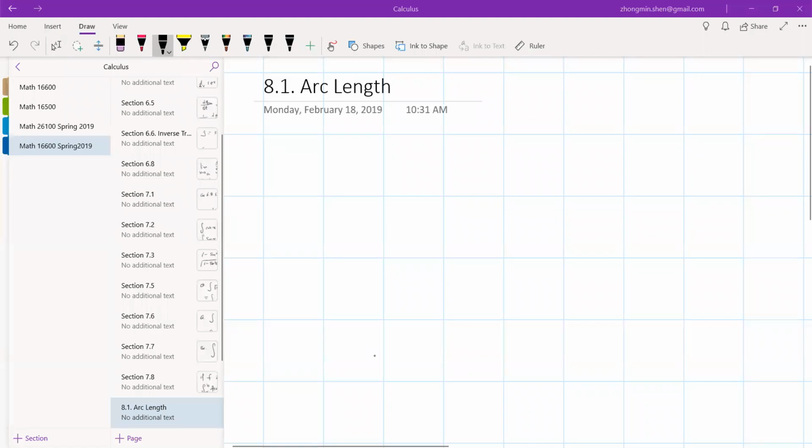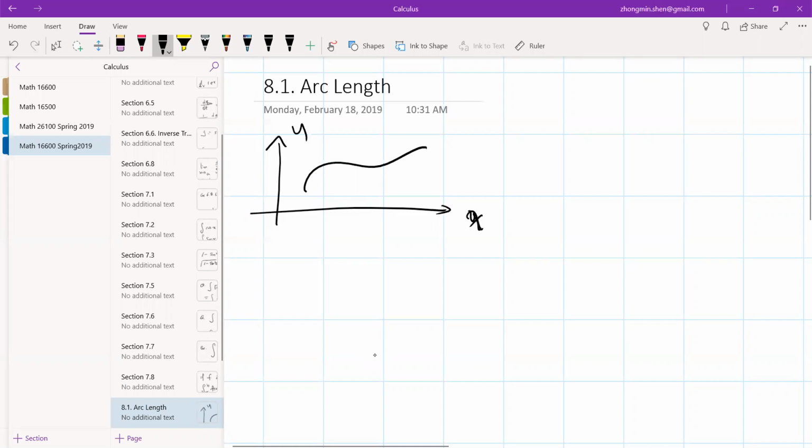We have to find the arc lengths of some curve. The curves we are going to study here, most of them are just the graph of a function. So it's a very simple problem. Given the graph, it's a curve. How to find the arc length? This is a project. How to find the arc length?